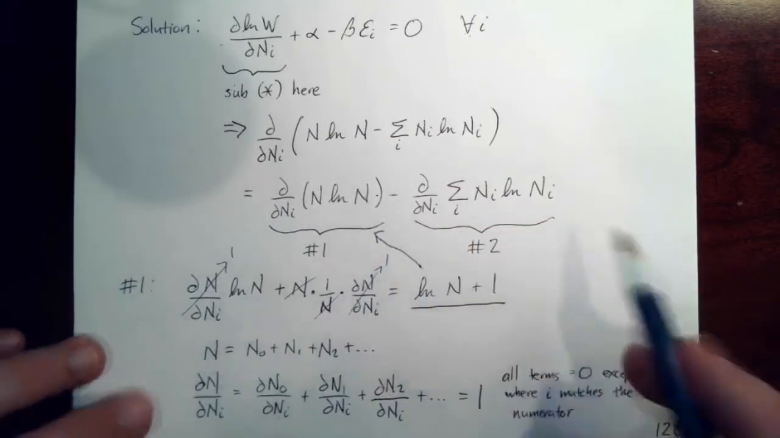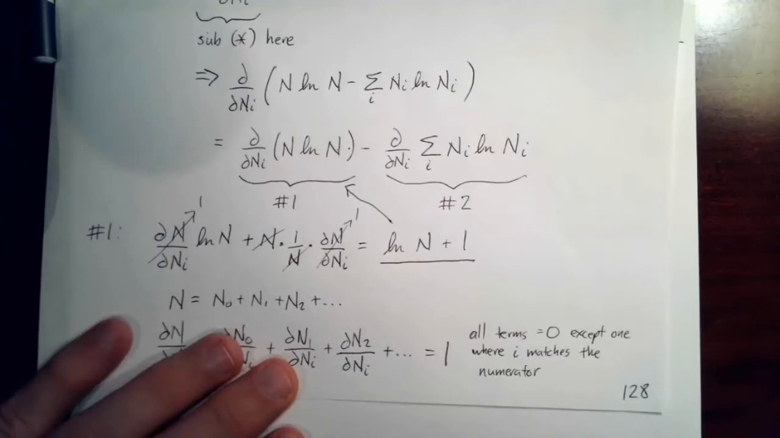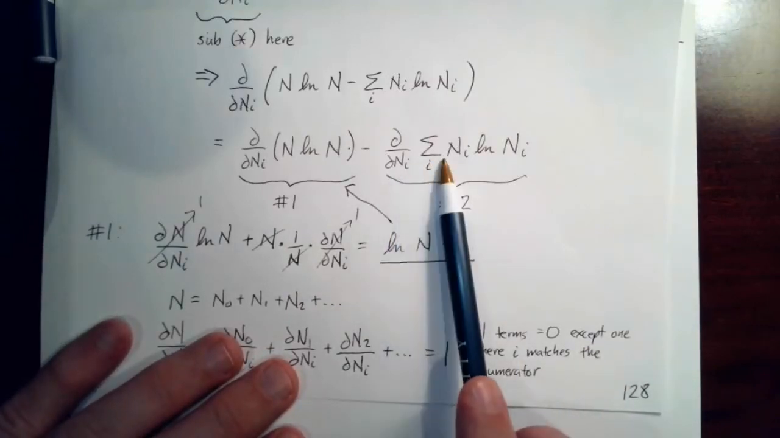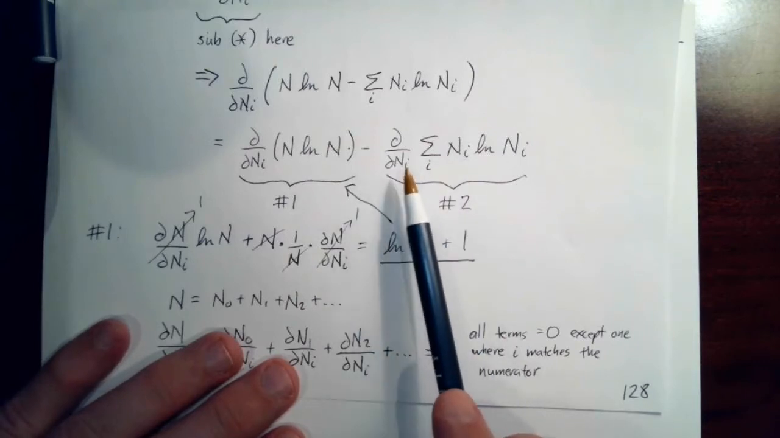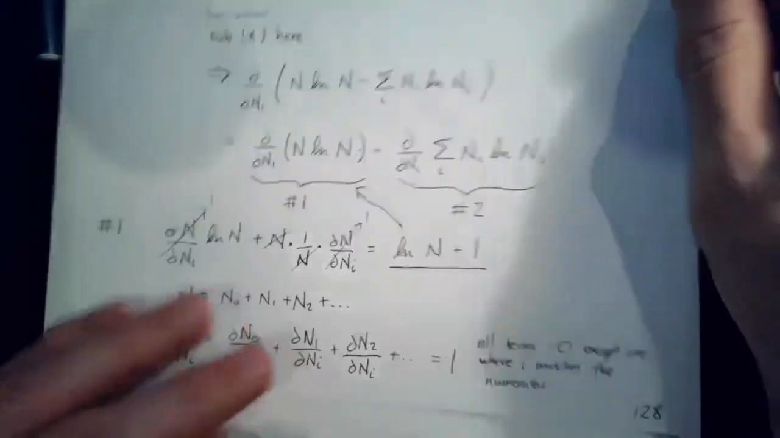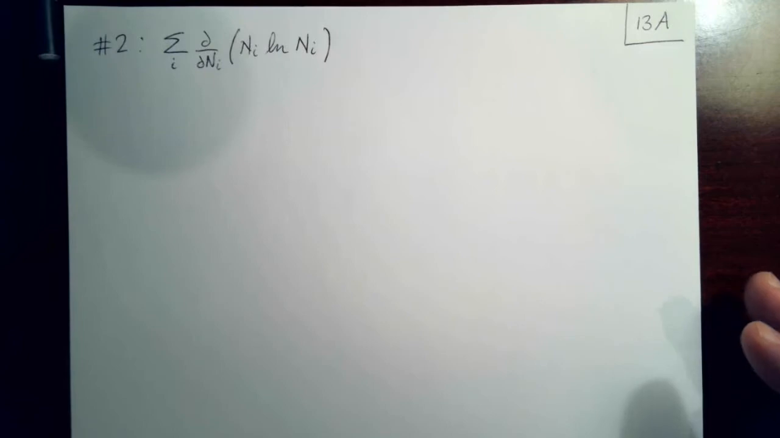All right, let's take a look at term number 2. So term number 2 is right here. And the first thing I'm going to do is, this is the derivative of a sum, which is equal to the sum of derivatives. So I'm going to take this derivative into the sum. That's going to be my first action. Okay, so it looks like something like this.